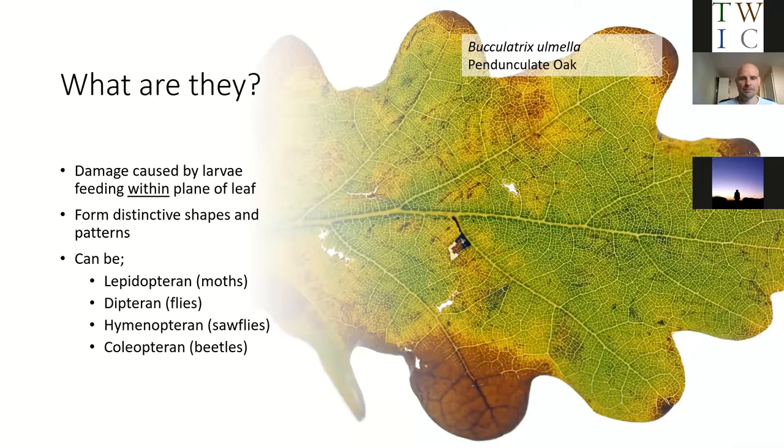It's important to note at this stage that leaf mines are not just caused by moths, they can be caused by the larvae of flies, sawflies and beetles as well. And in fact, it's fly mines which are most diverse in terms of numbers of species. I'm only going to really cover moths in this talk, primarily because there is insufficient time to look at anything further, but also because my knowledge really focuses very much on them.